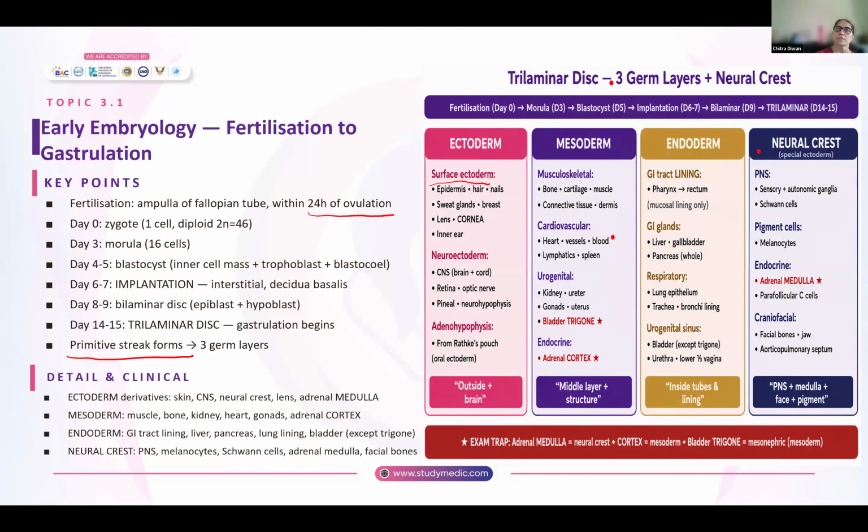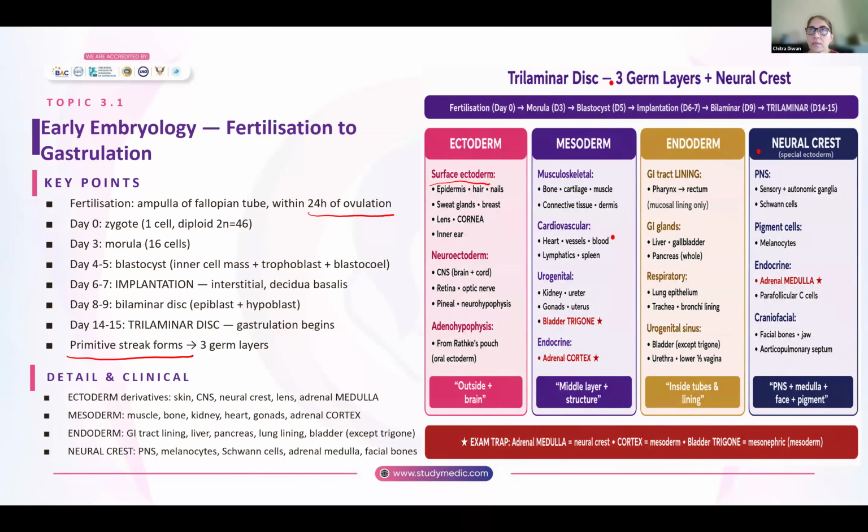Now, it is very important that you understand the types of tissues that are going to be formed from the ectoderm, mesoderm, and endoderm. Okay, so ectoderm, we know it is the outermost layer. So skin, epidermis, hair, nails, then whatever is exposed to the surface. All of these structures, they are going to form from the ectoderm. That is one. Obviously, there are exceptions to every rule.